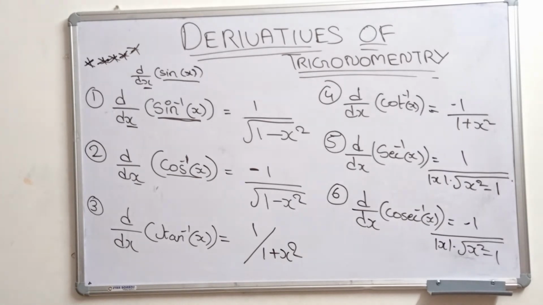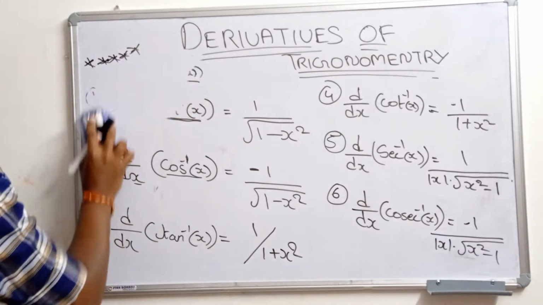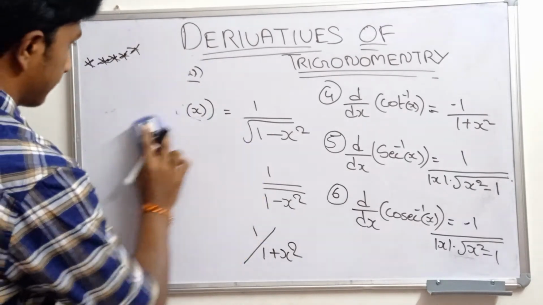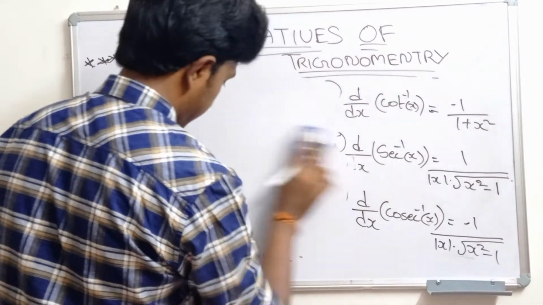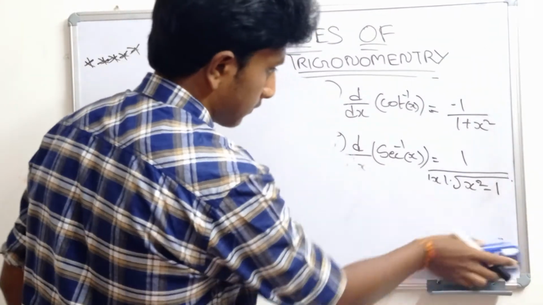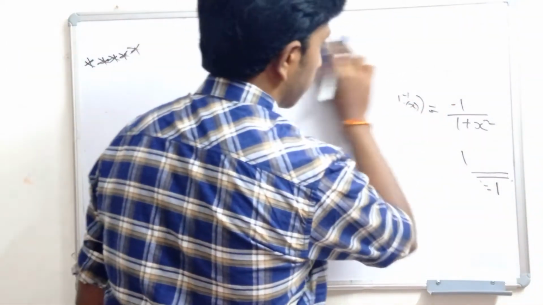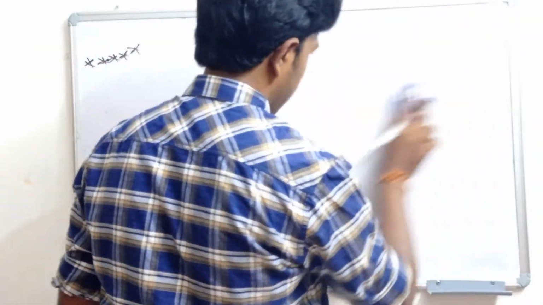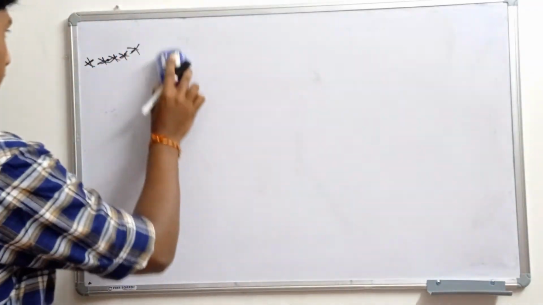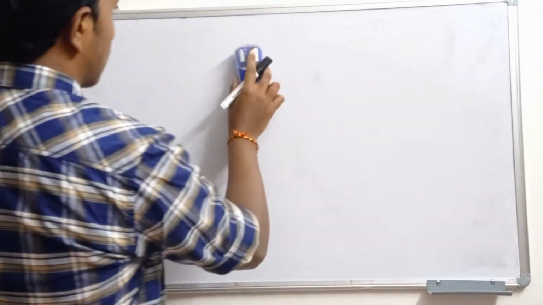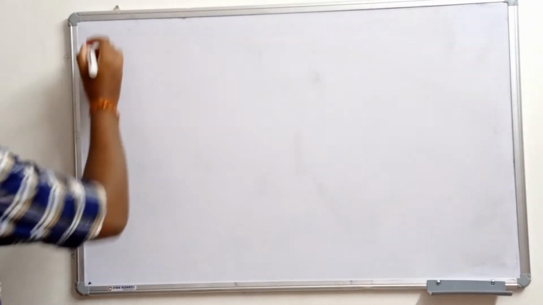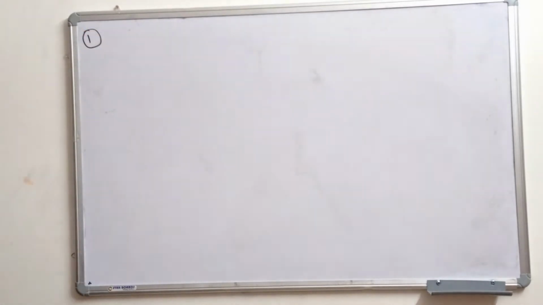On the count of 3, I am erasing the board. 3, 2, 1. Yes, I am erasing it. I have the complete board, guys. So when we go with the problems, first, we'll be going with the basic problem.